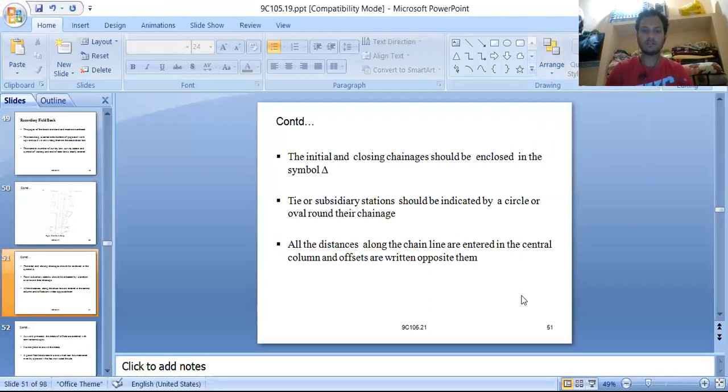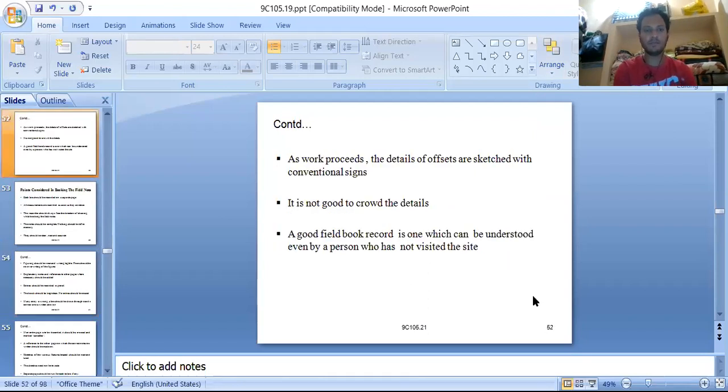Tie or subsidiary stations should be indicated by a circle or oval round at their chain edges. All the distances along the chain line are entered in the central column and offsets are written opposite to them. As work proceeds, the details of offsets are sketched with conventional signs. It is not good to crowd the details. It is better to write the details clearly.